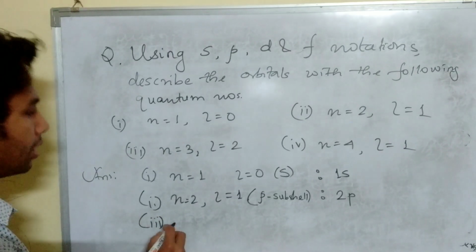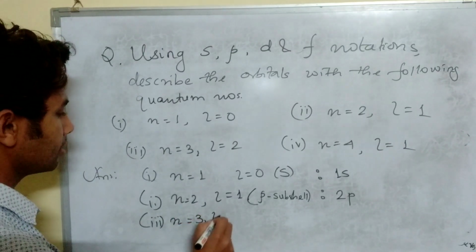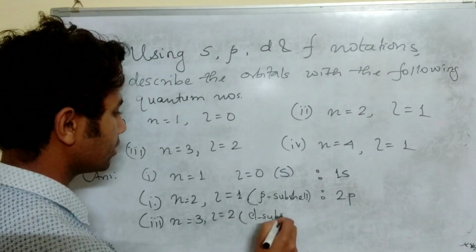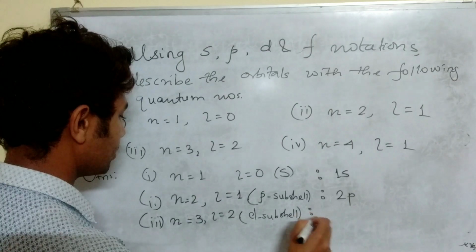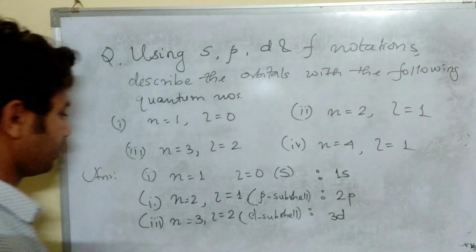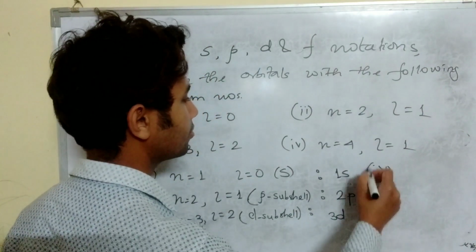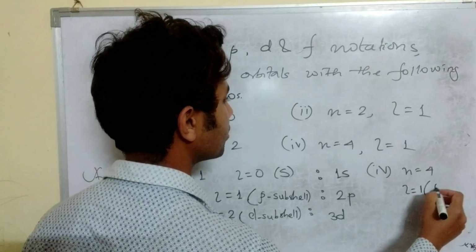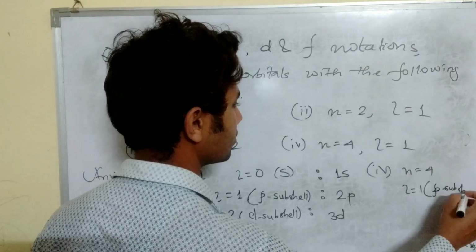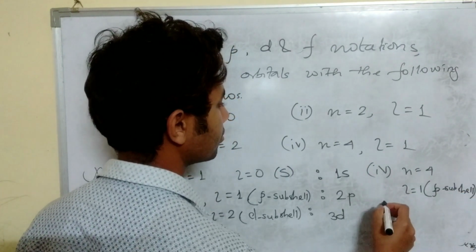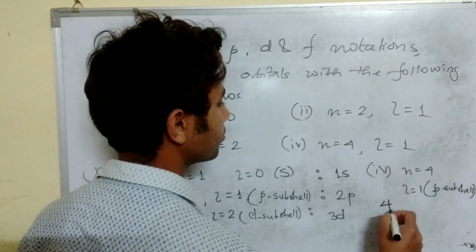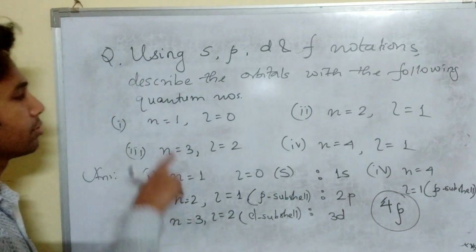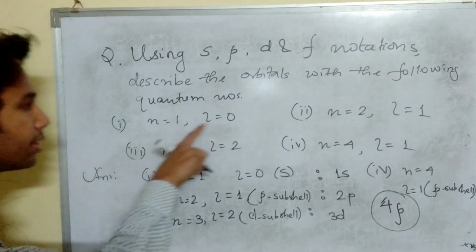Number 3, n is equal to 3, l is equal to 2. l is equal to 2 means our d subshell. So the orbital will be 3d. And number 4, n is equal to 4, l is equal to 1 is our p subshell. So the orbital is 4p. 4p orbital.